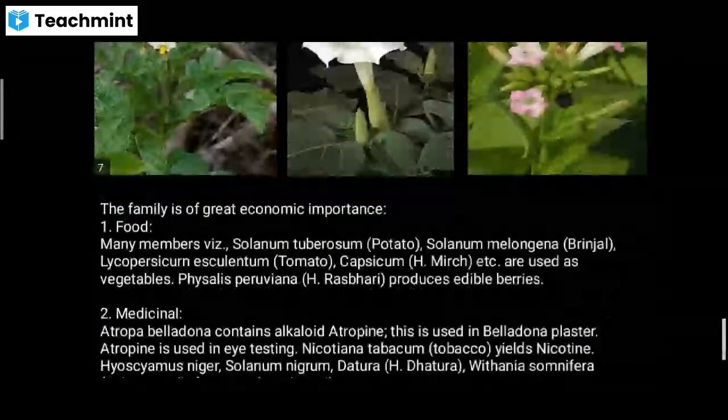Then besides that, this plant family has a great economic importance. First of all, most of the members of the family are used as food. For example, Solanum tuberosum, that is potato, then brinjal, Solanum melongena, Lycopersicum, that is tomato, capsicum, mirch. These all are members of this family Solanaceae, because its berries or fruits are edible.